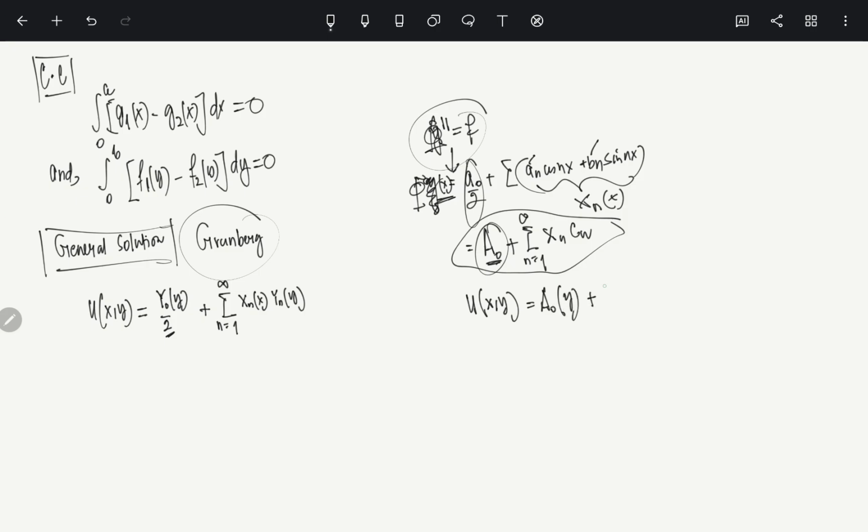Yeah, plus summation n equals 1 to infinity. You see, these constants again will depend on y. So essentially that will be functions of y. So Xn is a function of x and Yn will be a function of y. You understand? That's the idea.